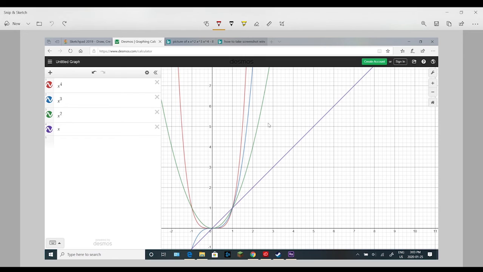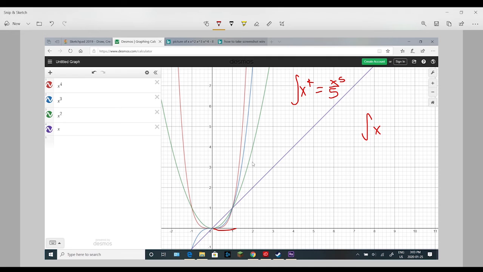Okay, so why does it make sense that as the power increases, you have to divide by more? Well, this is x to the fourth, right? And this is x. So let's just compare the integral of x to the fourth to the integral of x. So the integral of x to the fourth is going to be x to the fifth over 5. Now that makes sense, because you're going to multiply it by x.